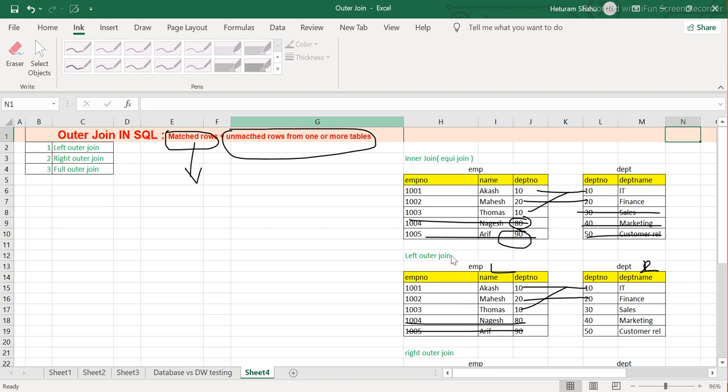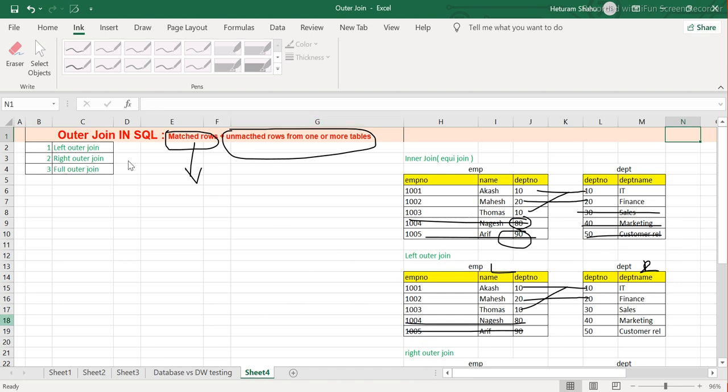So a left outer join essentially displays all the matching rows from both tables and the unmatched rows from the left table, and the columns from the right table which are not matching will be displayed as null. Okay, this is the simple definition.